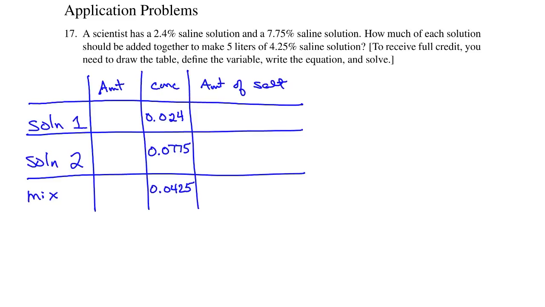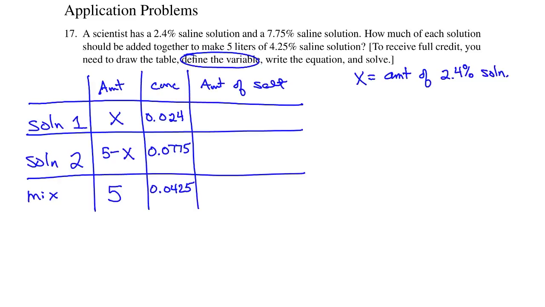To determine the amounts, I'm going to say we're going to use X of solution 1. I need a total mixture that has 5 liters, so that leaves 5 minus X for the second solution. And with that, I can define the variable. X is equal to the amount of 2.4% solution. Now remember that you can multiply this table going across. So X times 0.024 is 0.024X.